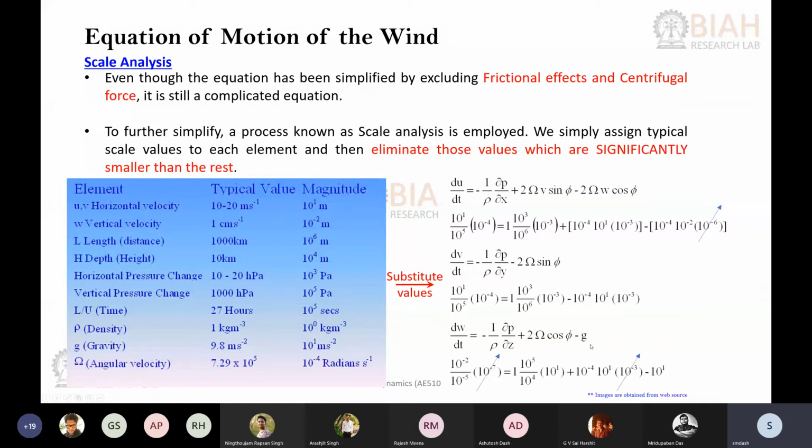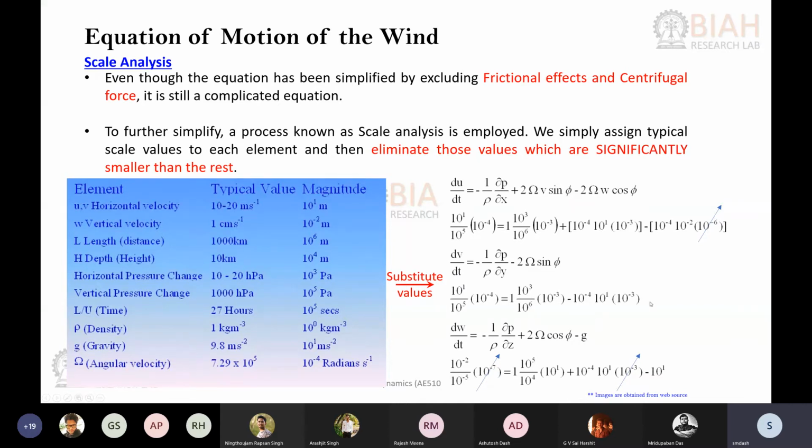Then if you go to the last equation, which is along the vertical direction, you can see that dw by dt is of the order of 10 to the power minus 7. The other terms are quite larger compared to this: 10 raised to 1, the second term is 10 raised to minus 3, and 10 raised to 1. g is your gravitational acceleration here. So you can neglect this particular term, because it's quite small.